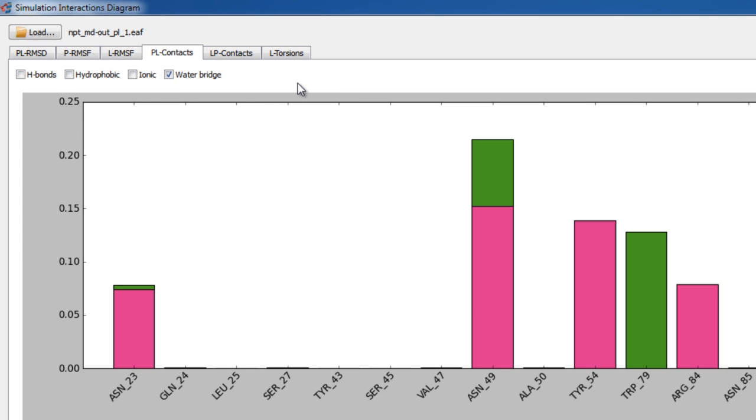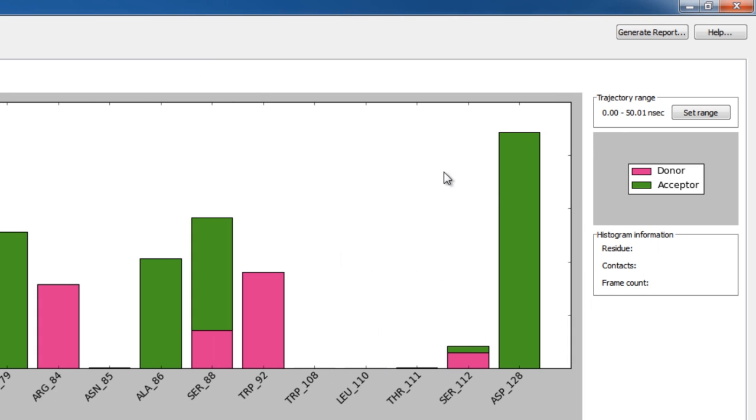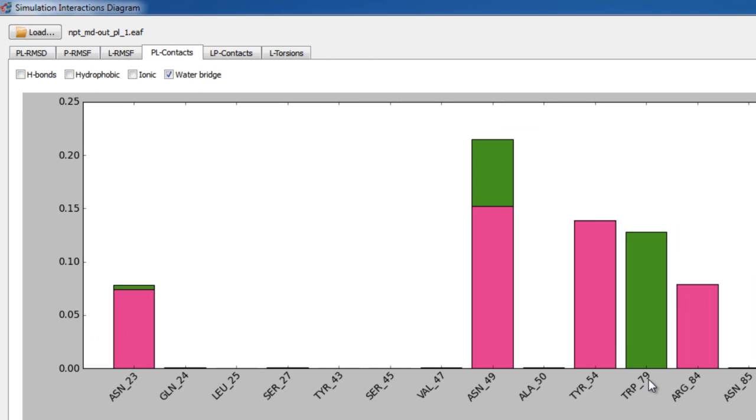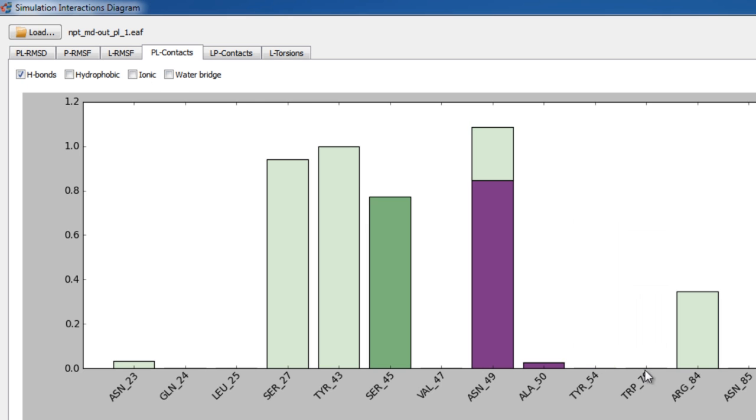Now here, we can see the interactions to the ligand that were bridged by a water molecule and broken down as either donor or acceptor. Here we can see that tyrosine 54 and tryptophan 79 were able to interact with the ligand about 13 to 14% of the time, even though the residues themselves did not form any direct hydrogen bonding interactions with the ligand.